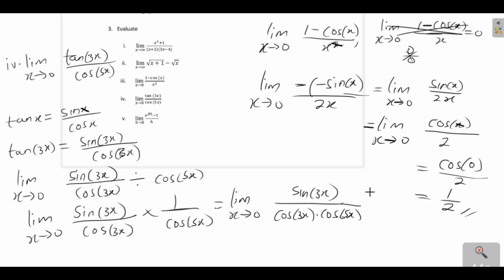Then here we plug in our 0. Of course the numerator is going to be sine 3 multiplying 0. Of course that will be 0. So sine 0 on. Here we are going to have cos 3 multiplying 0 is cos 0. And then cos 5 multiplying 0 is still cos 0. And finally we know that sine 0 is 0. Cos 0 is 1 multiplying 1. And then finally our answer will be 0. So the limit of tan 3x on cos 5x as x approaches 0 is 0.